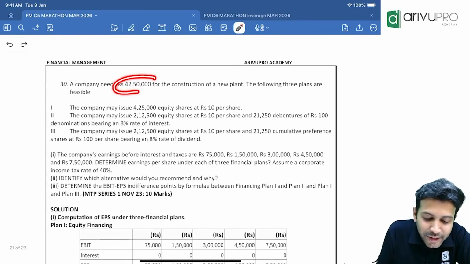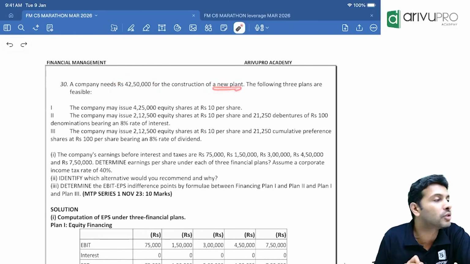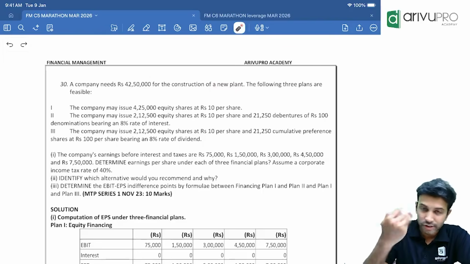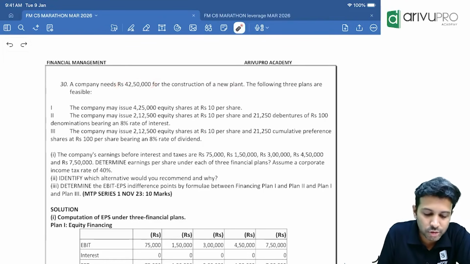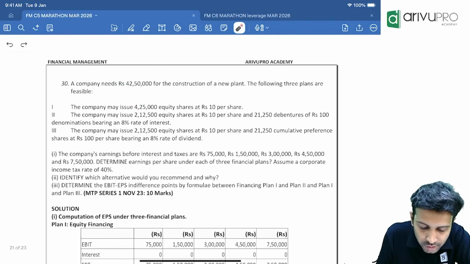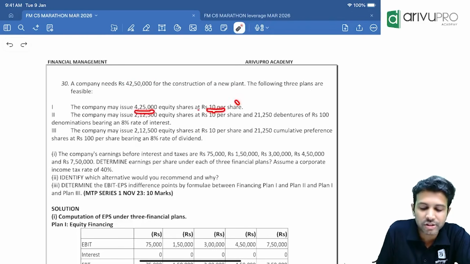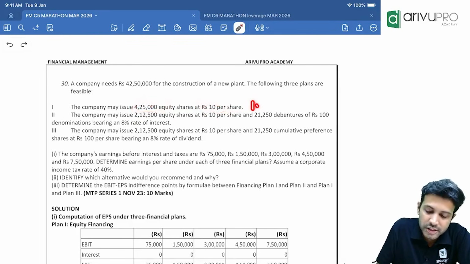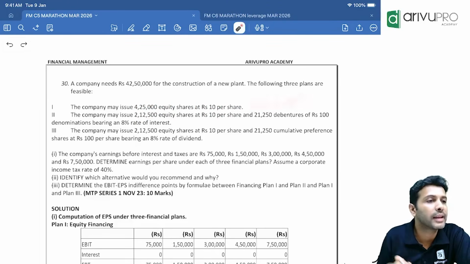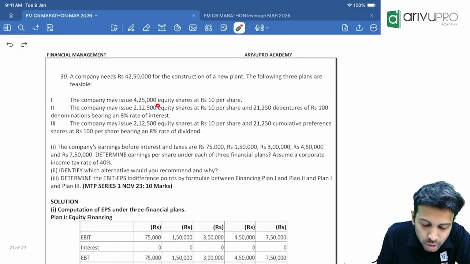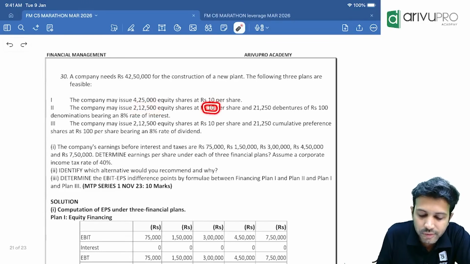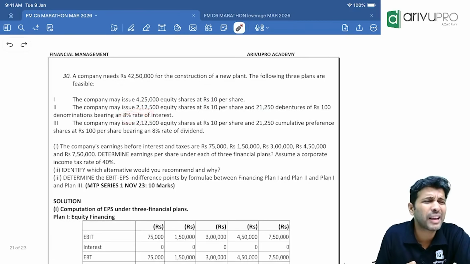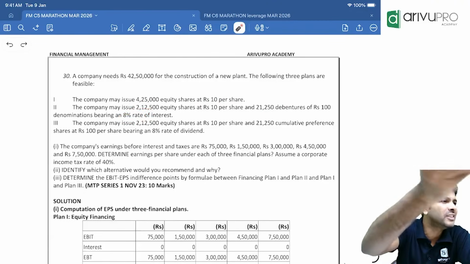Company needs 42 lakh 50,000 rupees for a new plant, new project. 3 plans are feasible. So 3 options. This 42 lakh 50,000 company may issue. First option: 4 lakh 25,000 equity shares of 10 each. How much money? 42 lakh 50,000. So first plan is 100% equity. Second plan: 2,12,500 equity shares of 10 each and 21,250 debentures of 100 each. I mean, second plan is 50% equity, 50% debt.